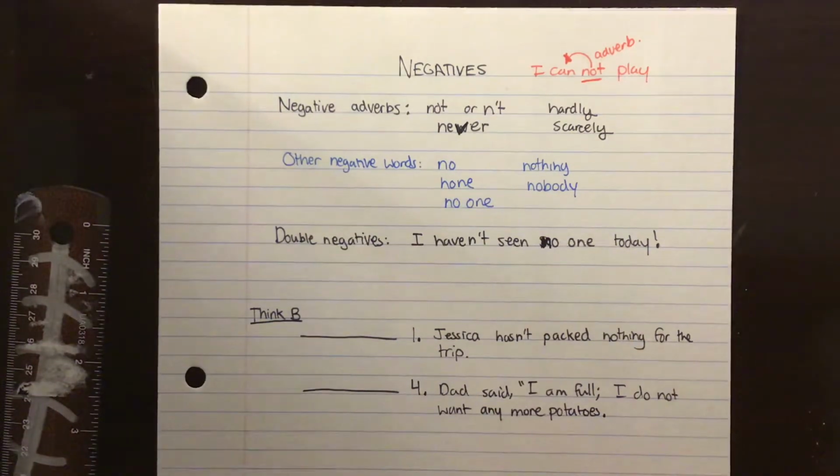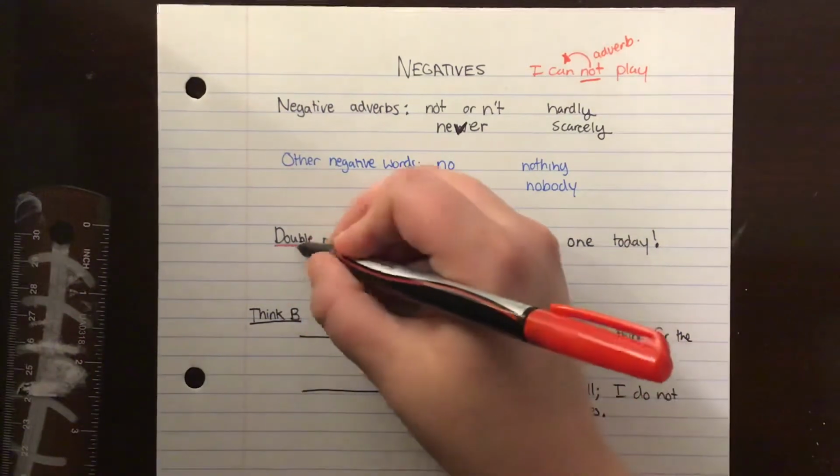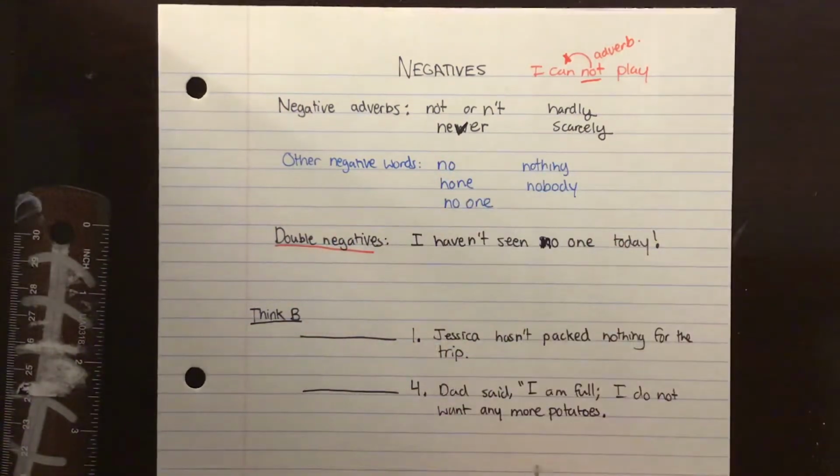Now here's the issue, grade 4s. A lot of people like to do something I like to call double negatives. When you do a double negative, you make yourself sound really quite silly because basically you're saying someone don't, like you're canceling yourself out.